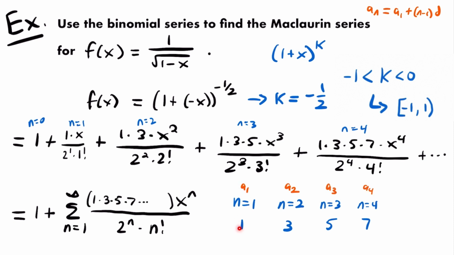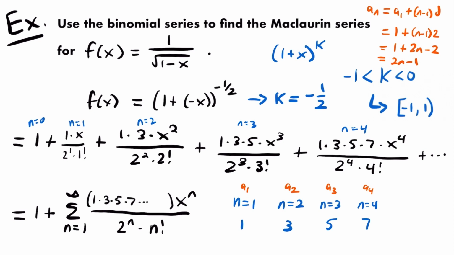We can plug in that value of a sub 1 into our formula. So a sub n is equal to 1 plus n minus 1 times the common difference, which is 2, because each term in the sequence is 2 greater than the previous term. So now if we solve for a sub n, this will be equal to 1 plus 2n minus 2. 2 times n is 2n, 2 times the negative 1 is a negative 2, and then negative 2 and 1 will combine to be negative 1, and so a sub n is equal to 2n minus 1.